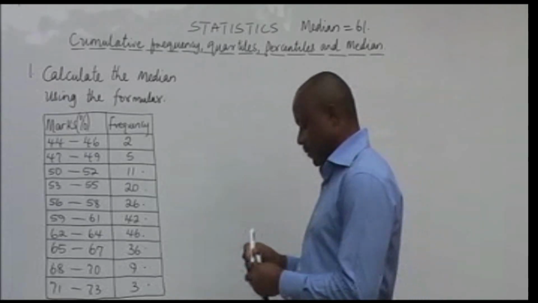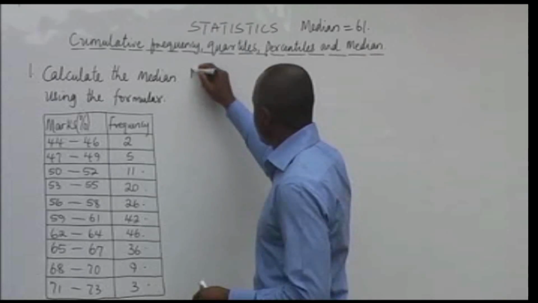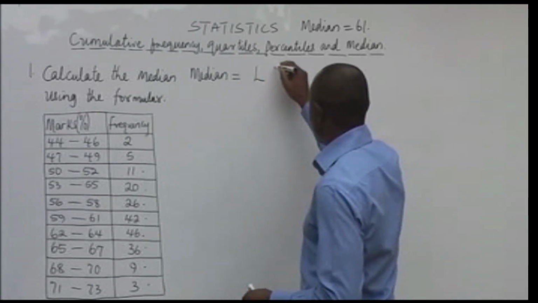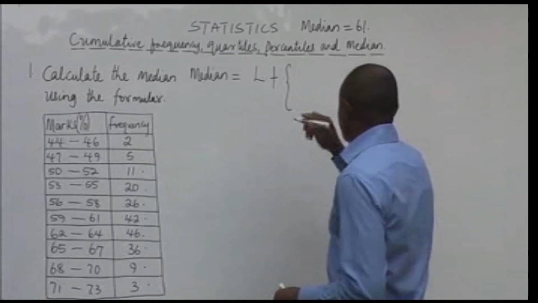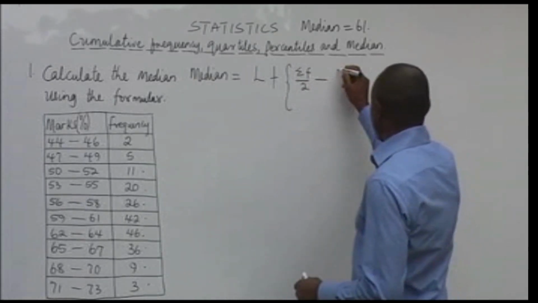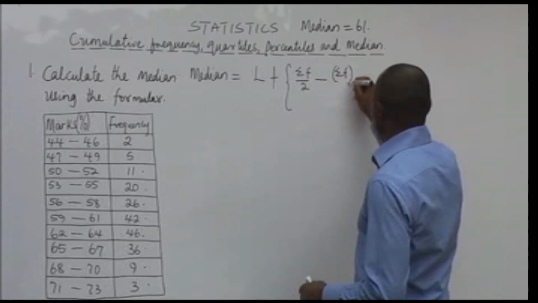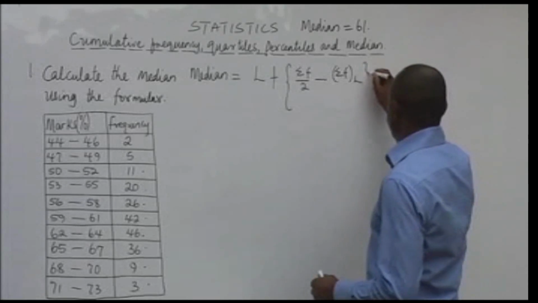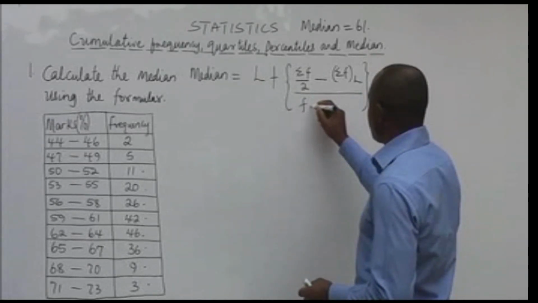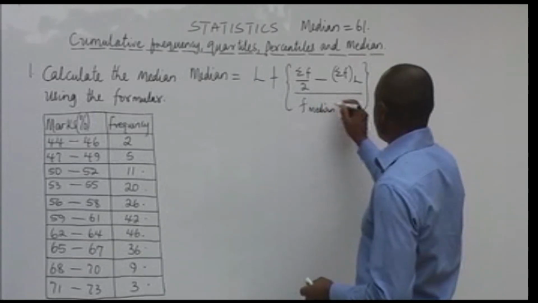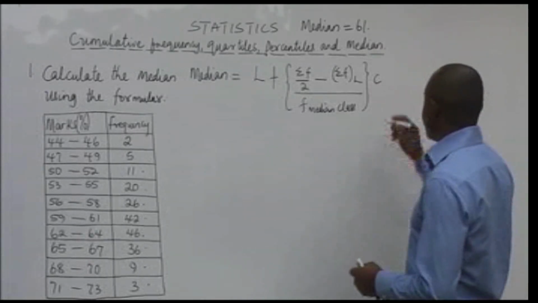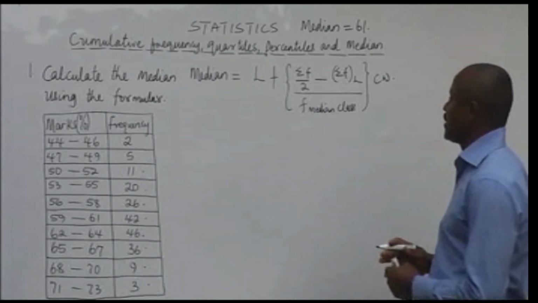The formula for median is calculated by this formula: L plus the sum of frequencies divided by 2, minus the sum of frequencies of lower classes than the median class, divided by the frequency of the median class, times the class width of the median class.